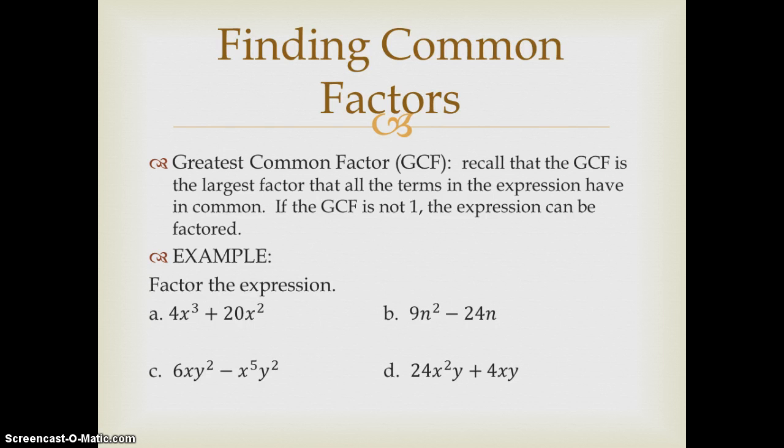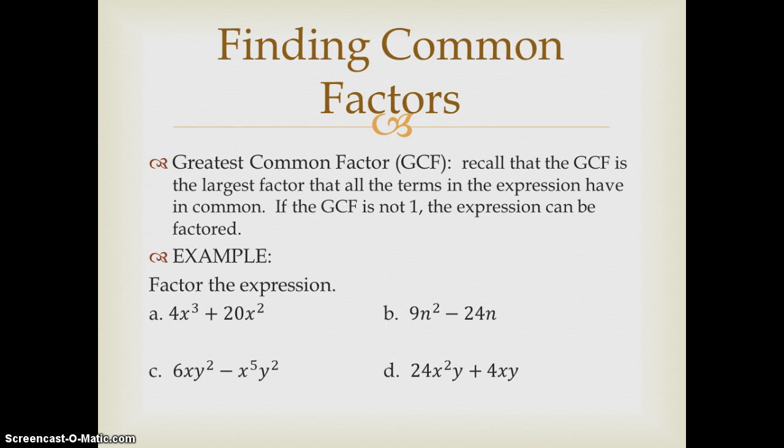A greatest common factor is the largest factor that all terms in the expression have in common. If your greatest common factor is not 1, then your expression can be factored by using the distributive property and removing that greatest common factor from each of your terms.